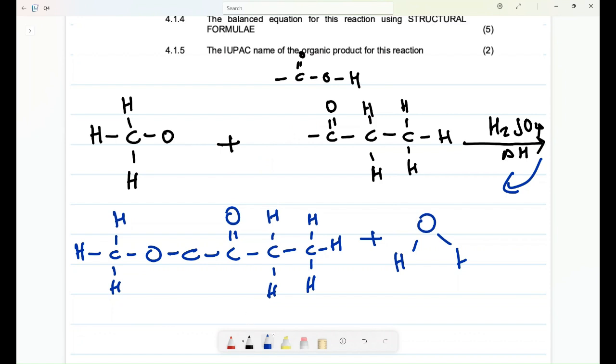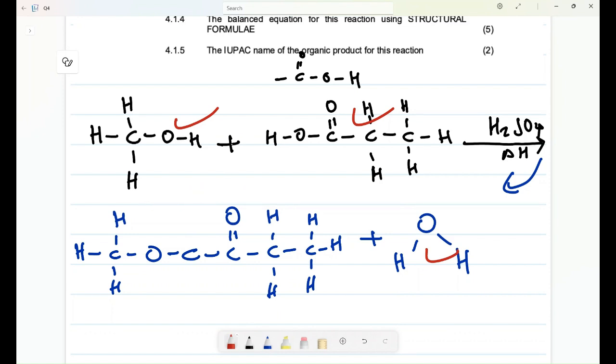But please bring this back. I was trying to just illustrate. You are done. 1 mark for this, 1 mark for that, 1 mark for water, 1 mark for water there, and then 2 marks for the functional group there. This one.